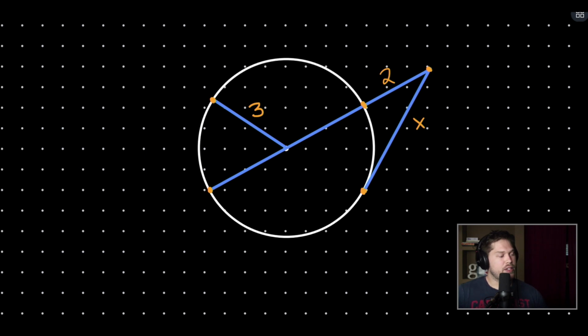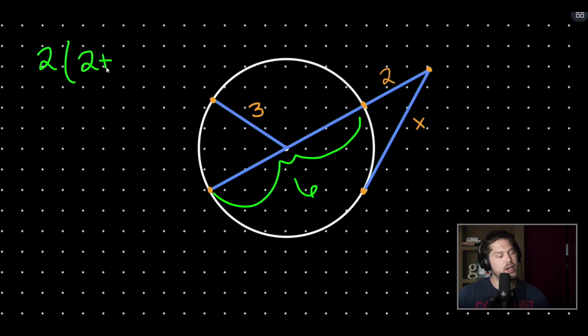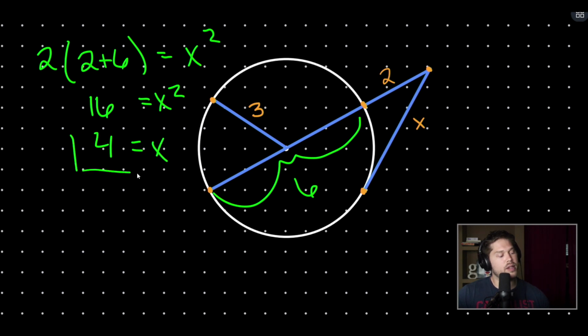Here, let's just dive straight into it. We have some radius that is 3. So we know this diameter here must be 6, as our diameter is twice our radius. We have a secant and tangent line intersection. Therefore, we know that 2 times 2 plus 6 is equal to x squared. 2 times 2 plus 6 is 2 times 8, which is 16, equals x squared. Therefore, x equals 4. Great job.